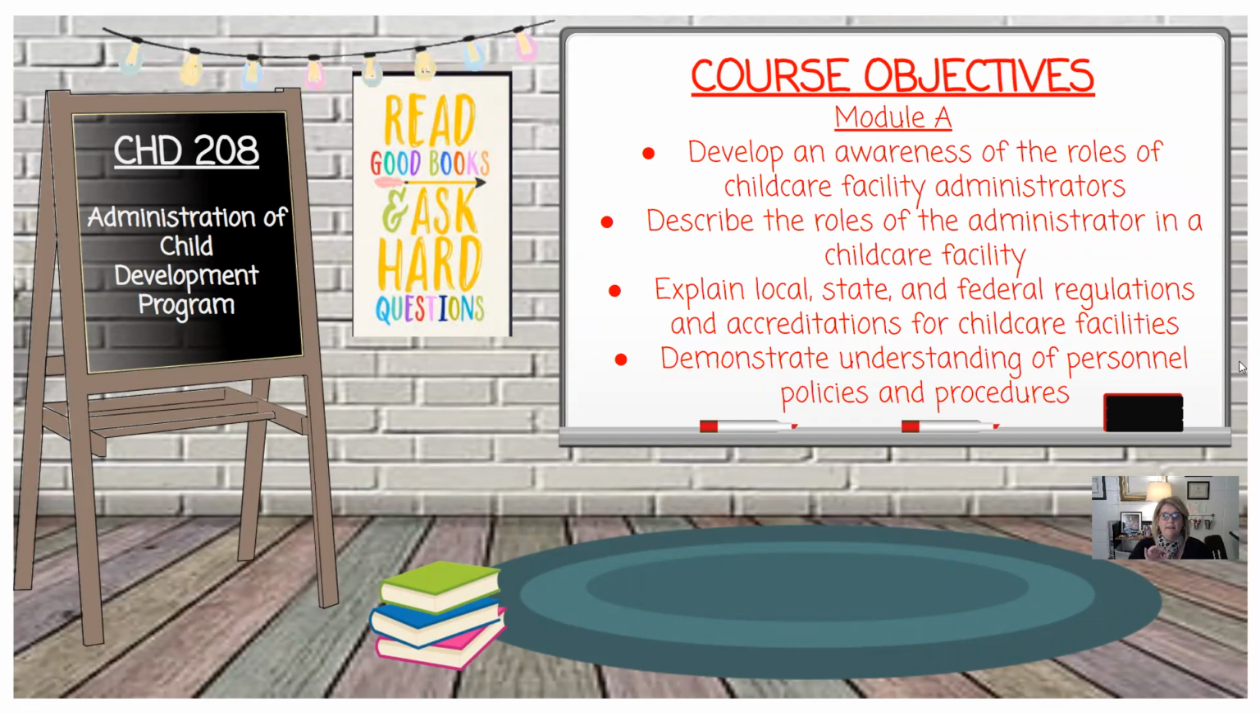This course, from an objective perspective, is divided into two modules, Module A and Module B. For Module A, we're going to really take a look at what it means to be a child care facility administrator. Become aware of the role of that, describe what the role of a child care facility administrator is, what the local, state, and federal regulations are that apply to the child care facility, what the accreditations are for the child care facility, and then we're going to talk a little bit so that you're familiar with personnel policies and procedures and how that relates to the administrator.